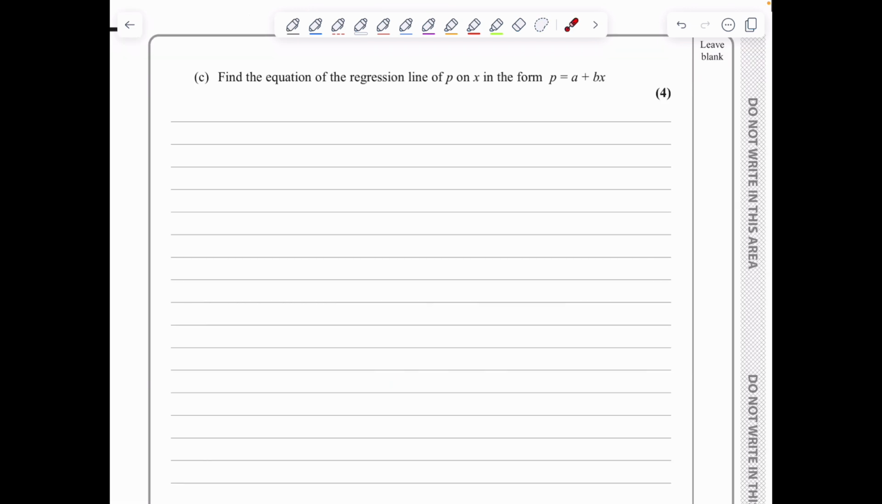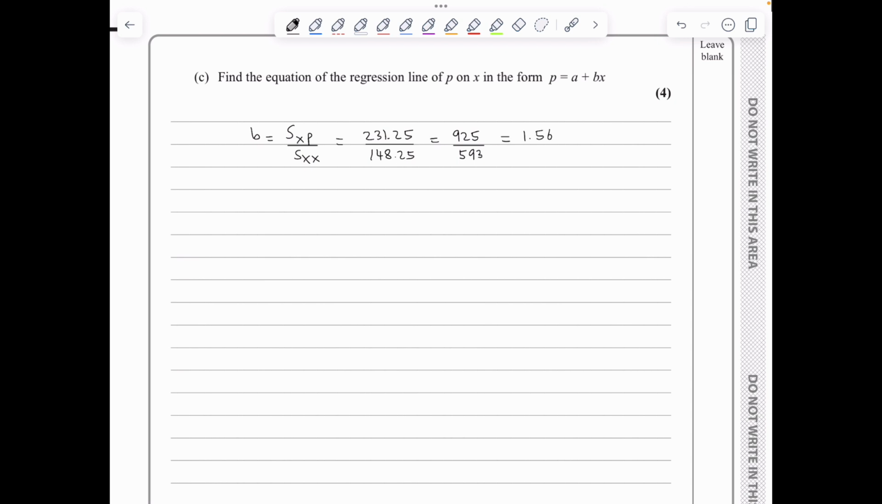In part C, we need to find the equation of the regression line of P on X in the form P is A plus BX, and I will start by finding B, the gradient. We know that this is given by SXP over SXX, which is 231.25 over 148.25, which gives an answer of 925 over 593, which correct to 3 significant figures is 1.56.